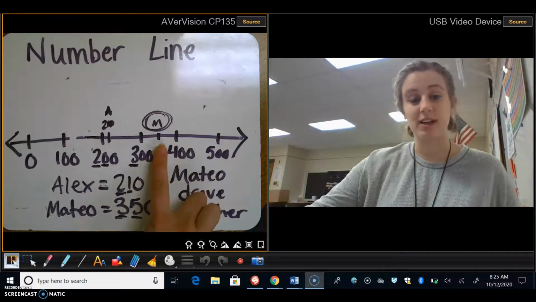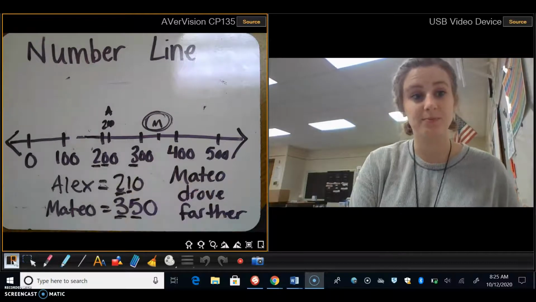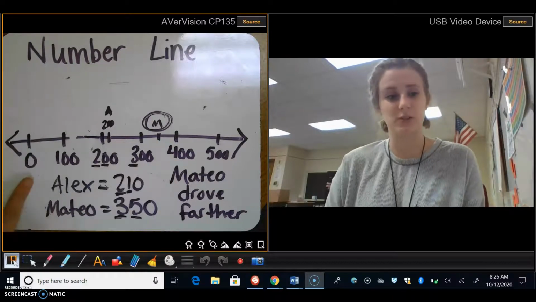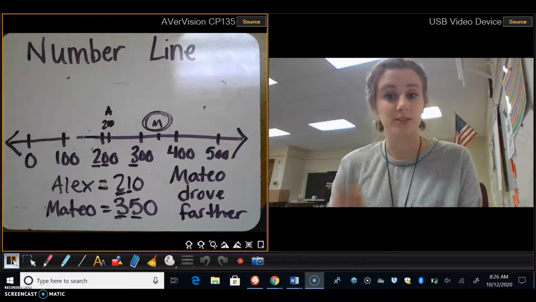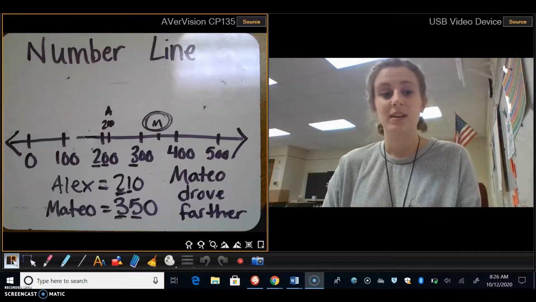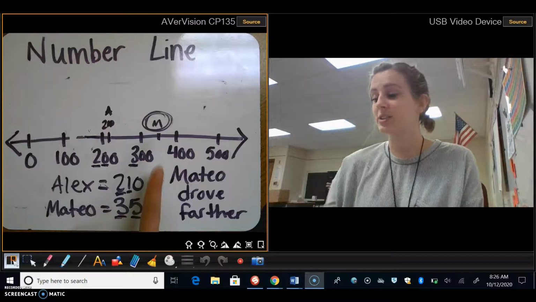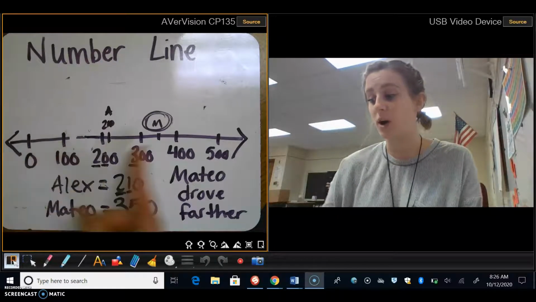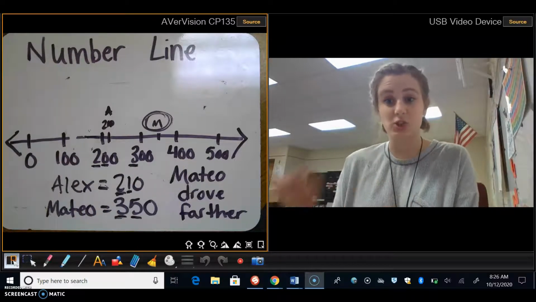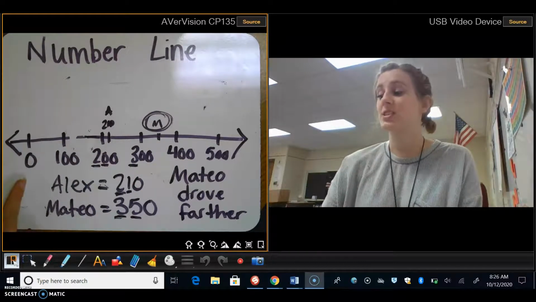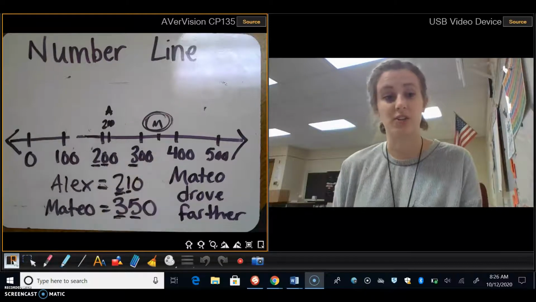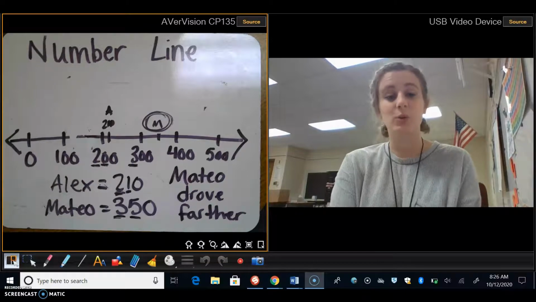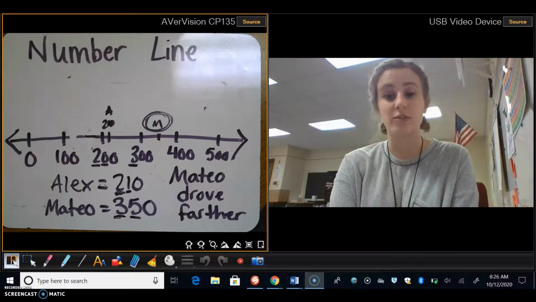Mateo's number at 350 is further, right? So what does that mean if his number is further? What does it mean when his number is further from 0? I want you to think about that for a second. It means that 350 has a greater value, or it means we have to count more to get to that number. So it's greater, because if we start at 0, it's going to take us a longer time to count to 350 than it does for us to count to 210. So we know that Mateo drove further.